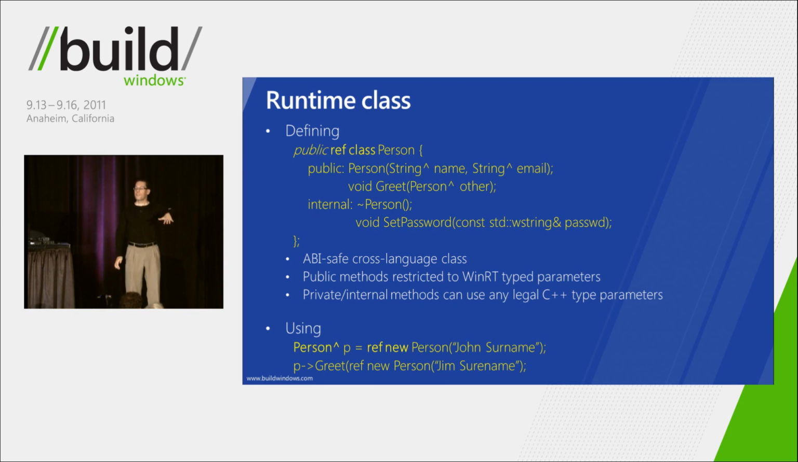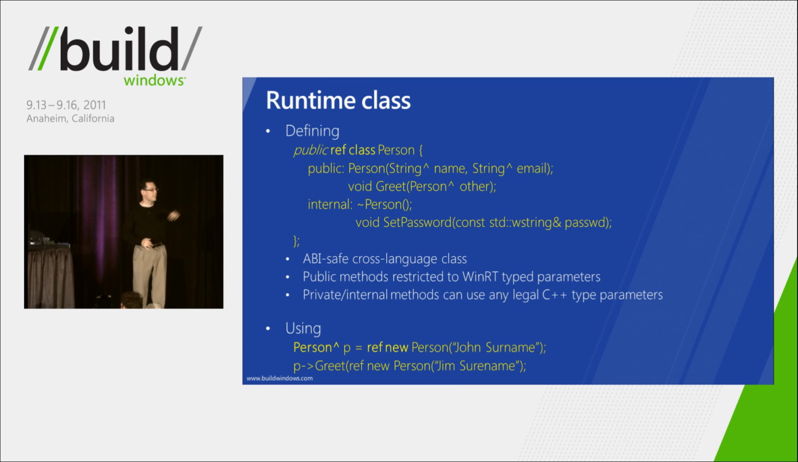In your public surface area, which means public or protected, all you get to do is traffic in WinRT types. So with hats to other ref classes or value classes or interfaces. So the public and protected areas get projected to metadata, they get consumed by other languages, and so they have to stay in that world. They are WinRT types only. But you can do whatever you want in the internal and private parts. And you just write the code, and it just works. You don't have to split things apart.